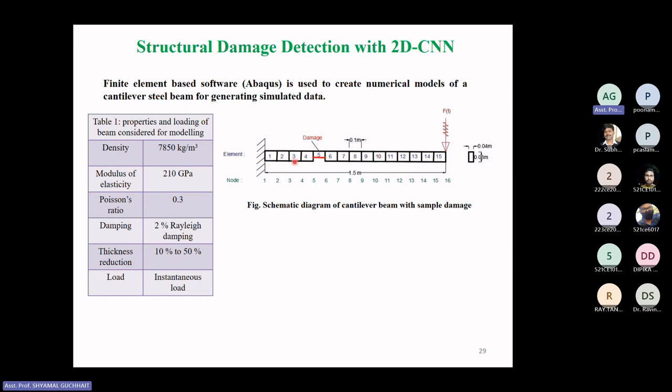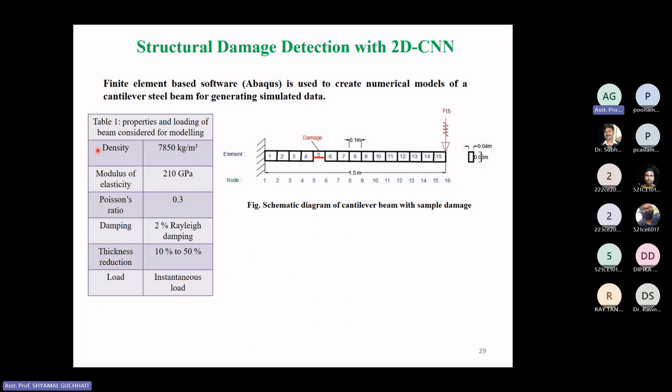The damage is created by reducing the thickness of different elements. A schematic diagram of the cantilever beam with sample damage is shown here. The sample damage is created on the fifth element. We can create damage for other elements also, but in this figure it is shown only for the fifth element.